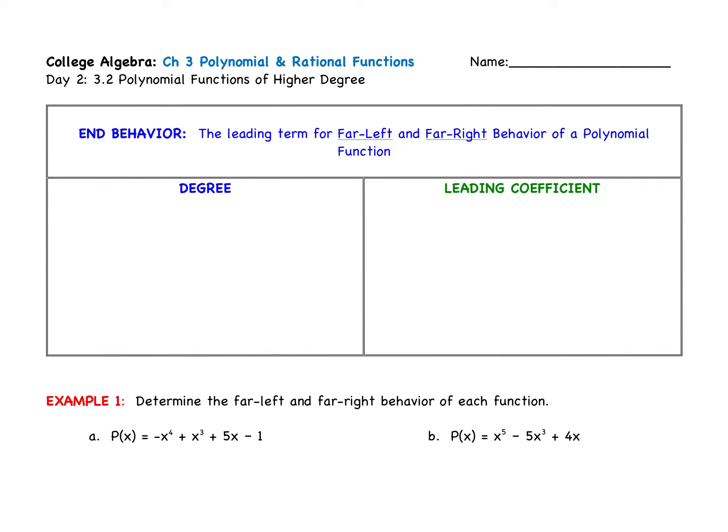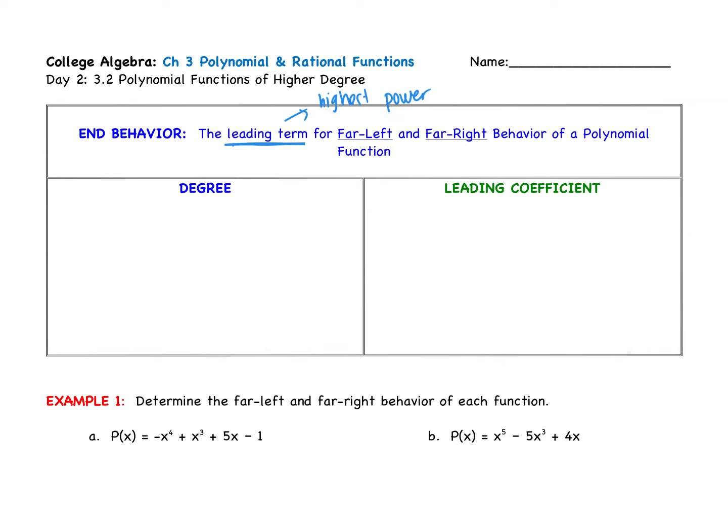Looking at the definition at the top. End behavior tells us what happens to the far left and far right of a graph. It is based on the leading term. So if you could write this down, when I say leading term, I mean the term that has the highest power. I do not mean the first term. So sometimes in the equation, the first term is the one that has the highest power, but it's not always. All we care about is the term that has the highest power.